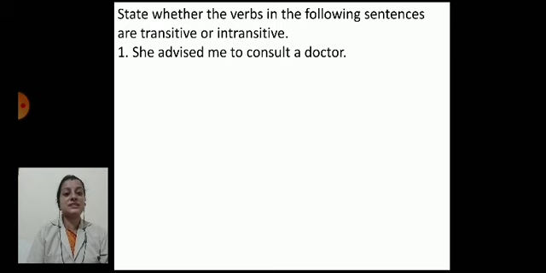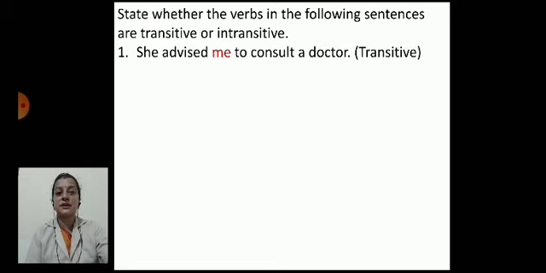Right. So you can see the first sentence: she advised me to consult a doctor. What is the verb here? She is the subject, advised is the action verb. And what is the object here? Is it followed by any object? Yes, it's followed by an object, that is me. So as advised is followed by the object me, it's a transitive verb. Here advised is the transitive verb.